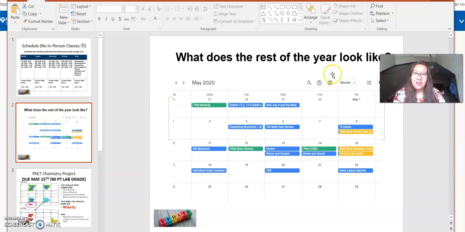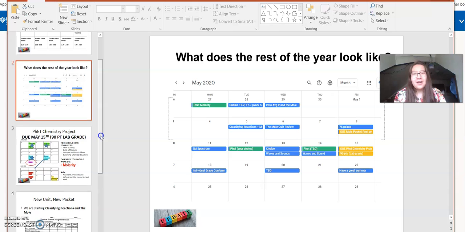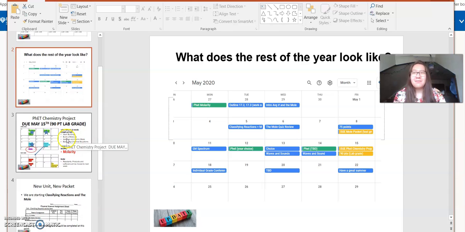So what does the rest of the year look like? We're going to spend about 2 weeks on the chemical reactions and the mole and a little bit of the EM spectrum. And then this last week is kind of some wrap-up time, and we'll talk more when we cross that bridge. So not too bad, only have about 4 weeks left. I think we can make it.